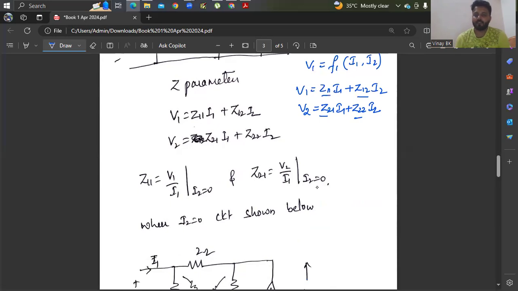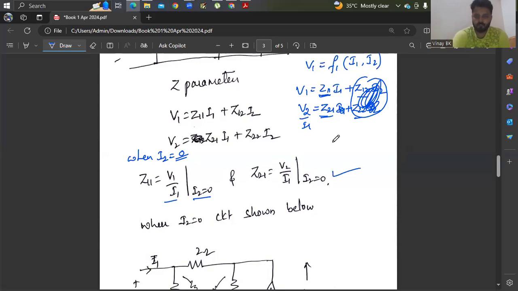If you want to find Z11 and Z21, you have to make current I2 as 0. So when I2 equals 0, you can get the values of Z11 and Z21. This means you substitute the value of I2 as 0. This term becomes 0. Therefore, Z11 is nothing but V1 by I1 with I2 as 0. Z21 is V2 divided by I1 with I2 as 0.